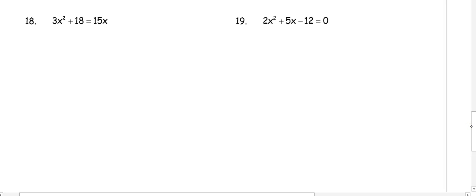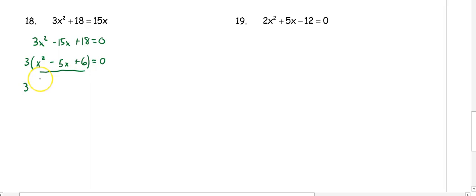Number 18, when we get everything to the x squared side, we have 3x squared minus 15x plus 18 equals 0. Now, first we want to see if we can take out a GCF. So in this case, we can divide everything by 3, which leaves us with x squared minus 5x plus 6 equals 0. And we have a 3 out front. You can either divide by 3 or you can leave the 3 out front as your GCF. We're going to factor this part then.